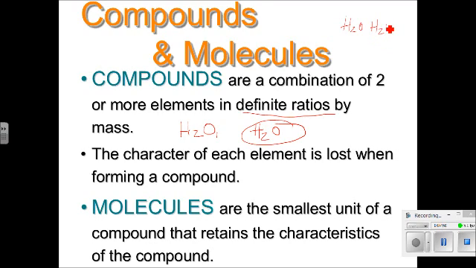So if we take the compound water, that means we have many waters, like billions, trillions of water molecules. And that's what we consider a compound of water. Now, if we take the smallest unit of a compound that retains the characteristics of the compound, that's just one water. And that's what we call a molecule, okay? So essentially, the smallest unit of a compound is a molecule.